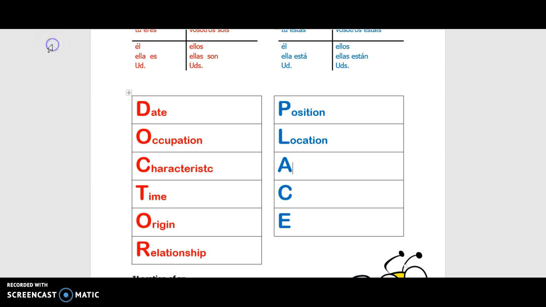A stands for action. This is not something that we learn in Spanish 1, but you're going to know what the A is for. Action meaning an action in progress. This is the present progressive tense. You do not learn that until Spanish 2, but it does use a form of estar. So we're going to know that the A really isn't going to come into play for us at all. We're going to deal with position, location, the C, and the E. Instead of a characteristic, we focus on conditions.